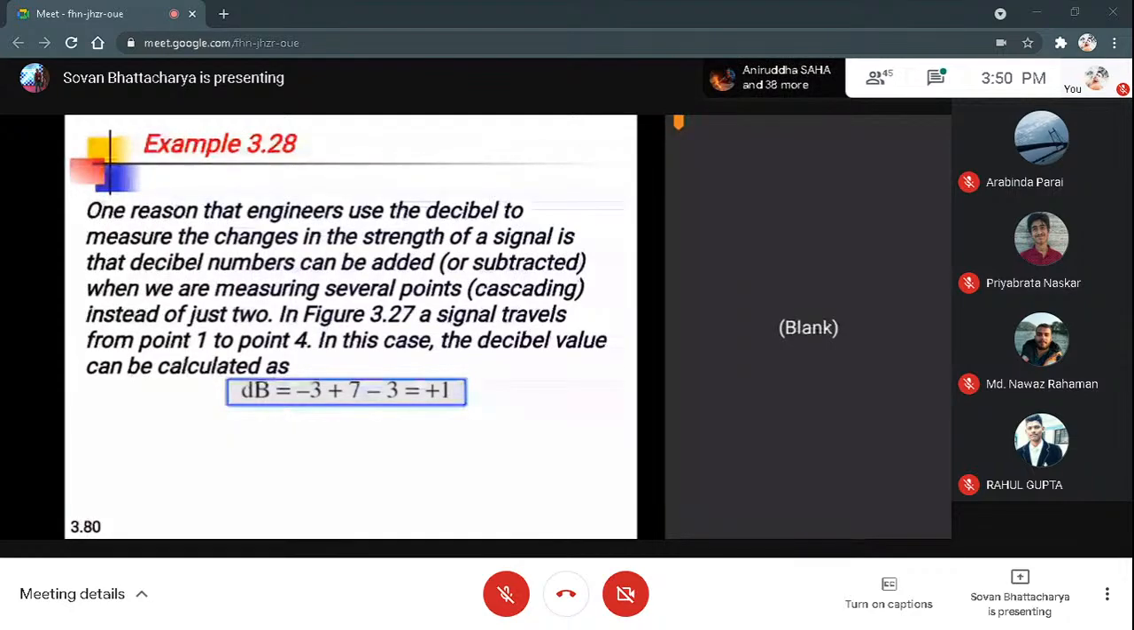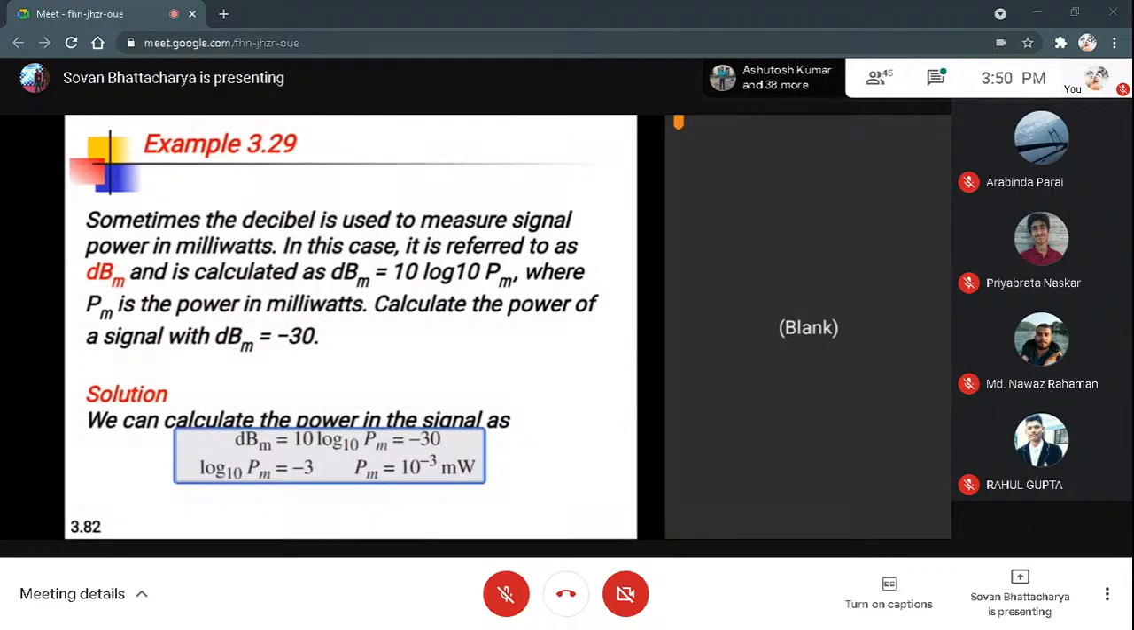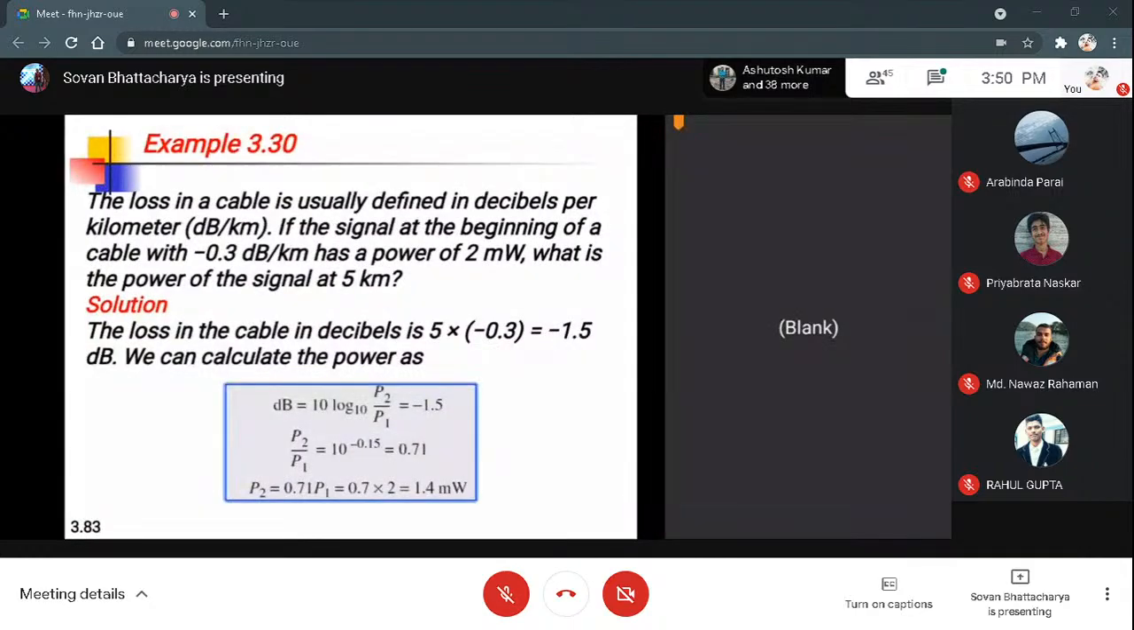So this is the minus 3 and plus 10. This is the example. So you have to solve, you have to see all the problems.